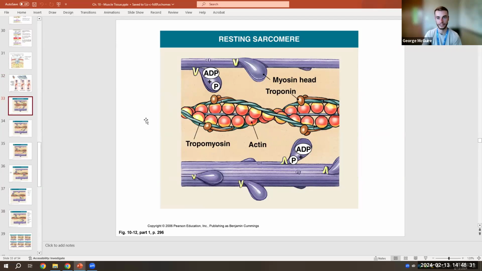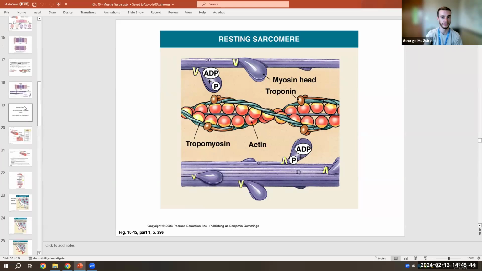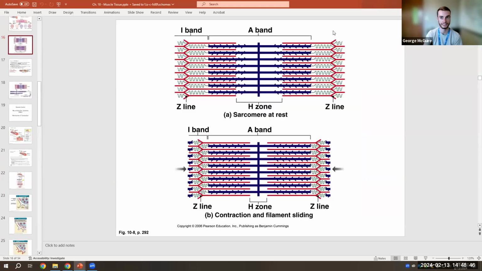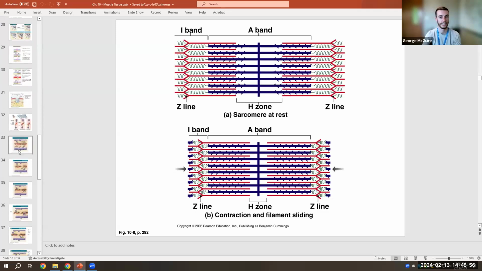So now looking at it from this direction, right? This is a resting sarcomere, so not contracted. All the myosin heads are detached from the actin filaments. So this should be basically in this resting form that we see here. The thin filaments are spread out. They are not close to that central line, and the myosin heads are not attached.